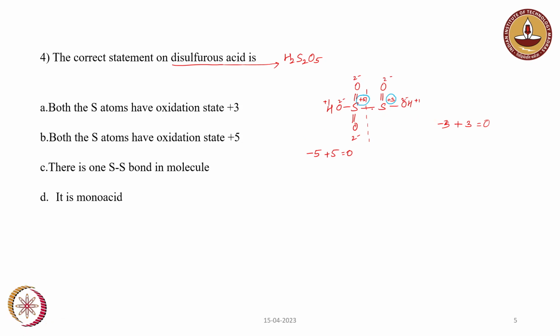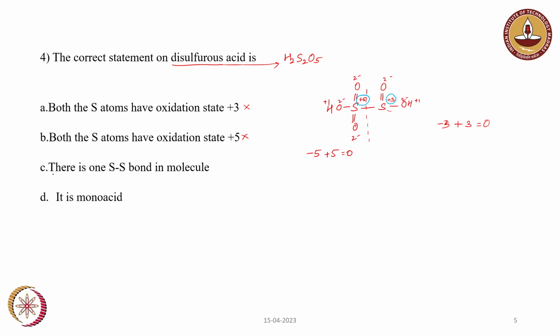So in H2S2O5, disulfurous acid, two different oxidation states are present. For the sulfur with 3 oxygens directly coordinated to sulfur, it has plus 5, and the sulfur with one double bond O and one OH has plus 3 oxidation state. So statement 1 is wrong because it says both the S atoms. Only one S atom is plus 3, and option B is also wrong because it said both the S atoms, but only one sulfur is plus 5.